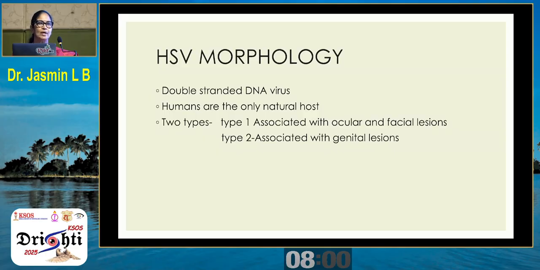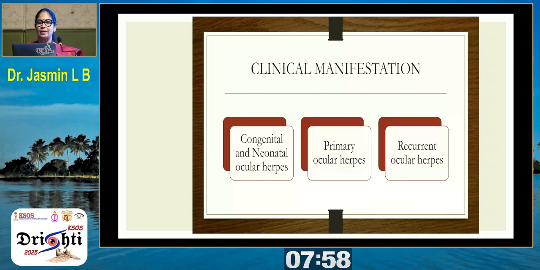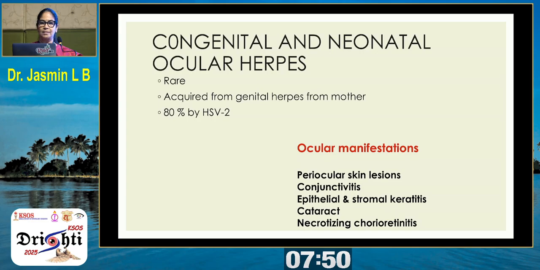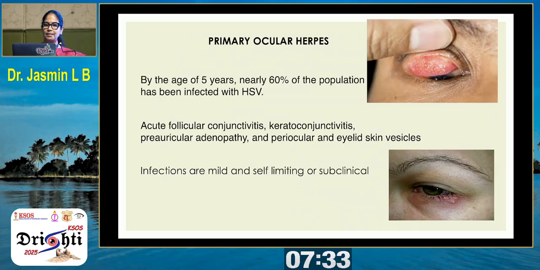There are two types of herpes virus, type 1 and type 2. Type 1 is associated with ocular and facial lesions, and type 2 with genital lesions. Its clinical manifestations are congenital and neonatal ocular herpes, primary ocular herpes, and recurrent ocular herpes. Congenital and neonatal ocular herpes is acquired from genital herpes from the mother, 80% by HSV2. Ocular manifestations are periocular skin lesions, conjunctivitis, epithelial and stromal keratitis, cataract, and necrotizing chorioretinitis.